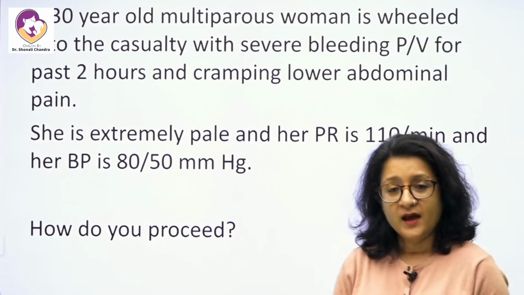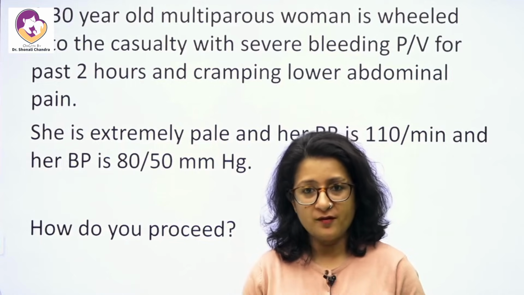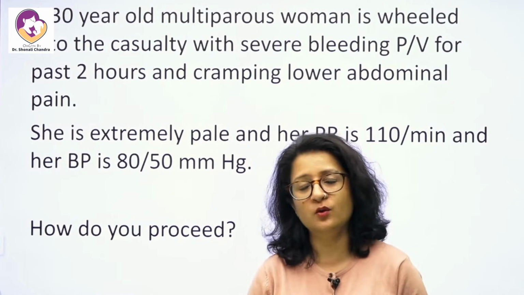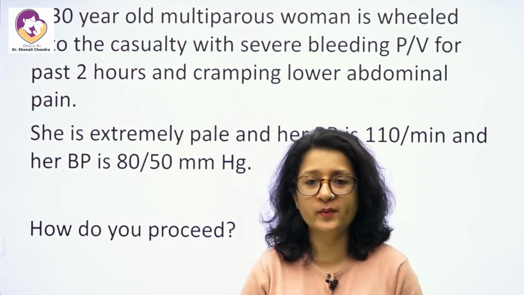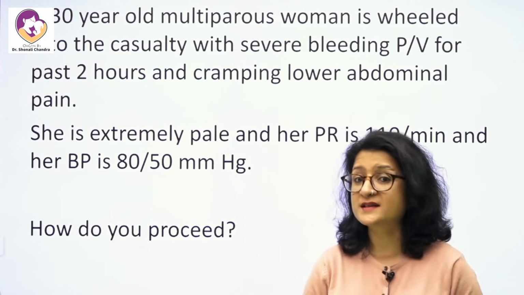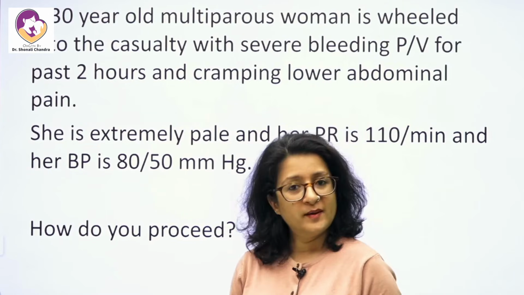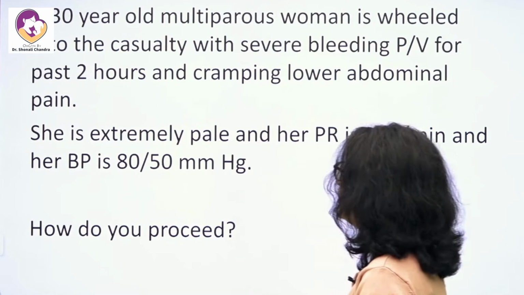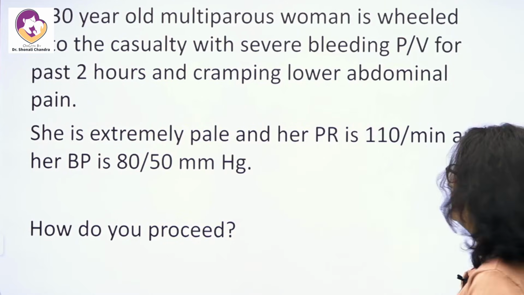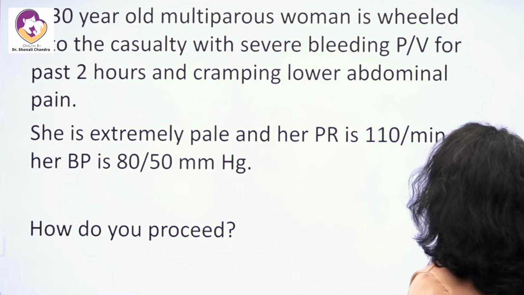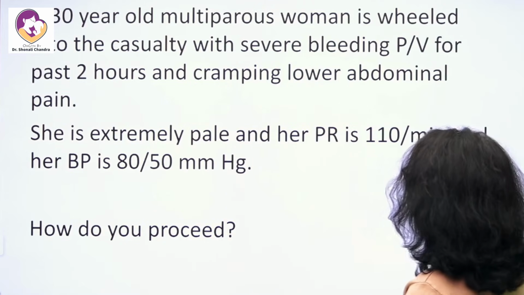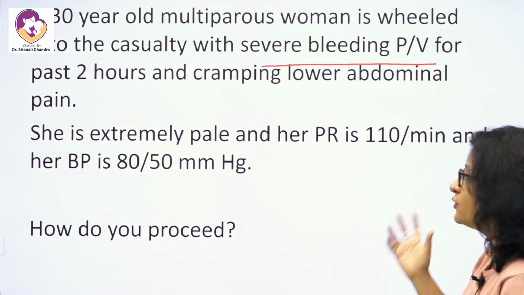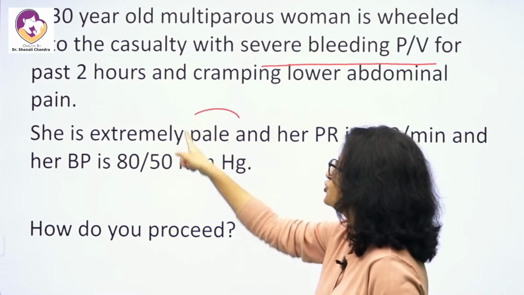So moving on. The scenarios that we discussed so far were all OPD based scenarios. The woman had walked into the OPD. So if I say that somebody walks into the OPD, I assume that her vitals are definitely stable, okay, and she's not bled much. But let's see another clinical scenario, where a 30-year-old multiparous woman, so slight change there, is wheeled into the casualty with severe bleeding PV for the past 2 hours and cramping lower abdominal pain. She is extremely pale.